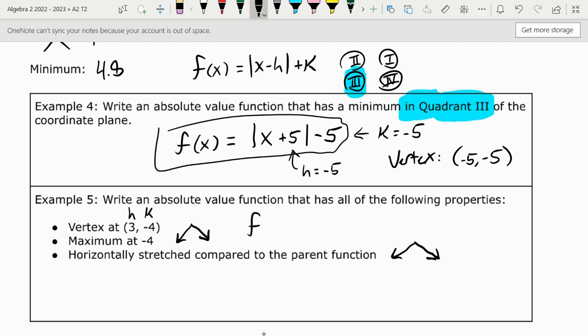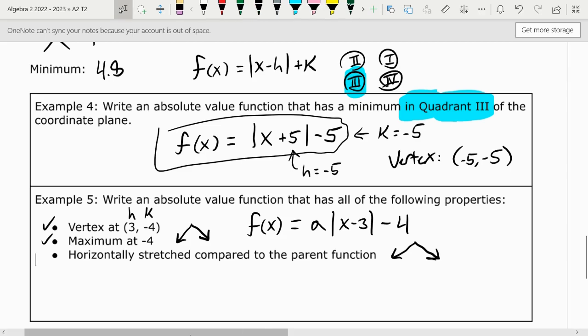The first thing I'll do is I'll realize that, okay, I can figure out what h and k are, but I'm going to leave a alone. We have h, which is 3, so I'm going to put x minus 3, and k, which is negative 4, so I'm going to put minus 4 at the end. If we type this into Desmos, we can start experimenting with values of a that are going to make this work, because we've already got the first two. We've got the vertex right there at 3, negative 4, and as long as we make a negative, we will get a maximum at negative 4. Let's go to the graph to see what that looks like.